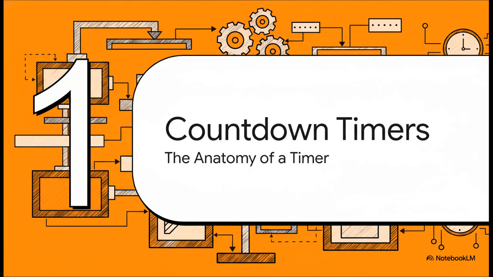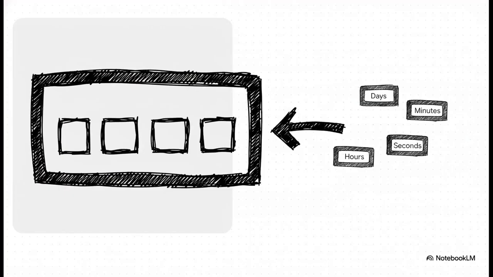To really get how this works so well, we first need to look at its core structure. And honestly, it's elegantly simple. It really boils down to this simple but super powerful 2-part system. You've got the container, which is kind of like the main frame that holds everything together and controls the overall look. And then inside that, you have the blocks. These are the individual pieces that actually display the numbers for days, hours, minutes, and so on. And that separation is the key to why this is so flexible.